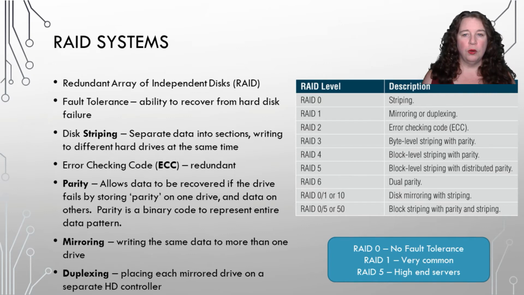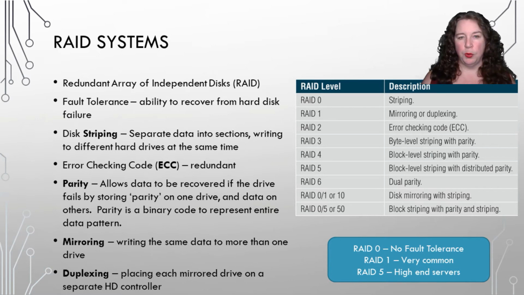The first one, RAID 0, does not actually have any fault tolerance or ability to recover from a hard disk failure, but it does help speed up sending information because it uses what's called striping or stripping, depending on how you want to pronounce it. When you do this, you separate the data into multiple sections, and then you write it to different hard drives at the same time. So a little bit in this strip, a little bit in this strip, a little bit in this strip, and they all go to different hard drives.